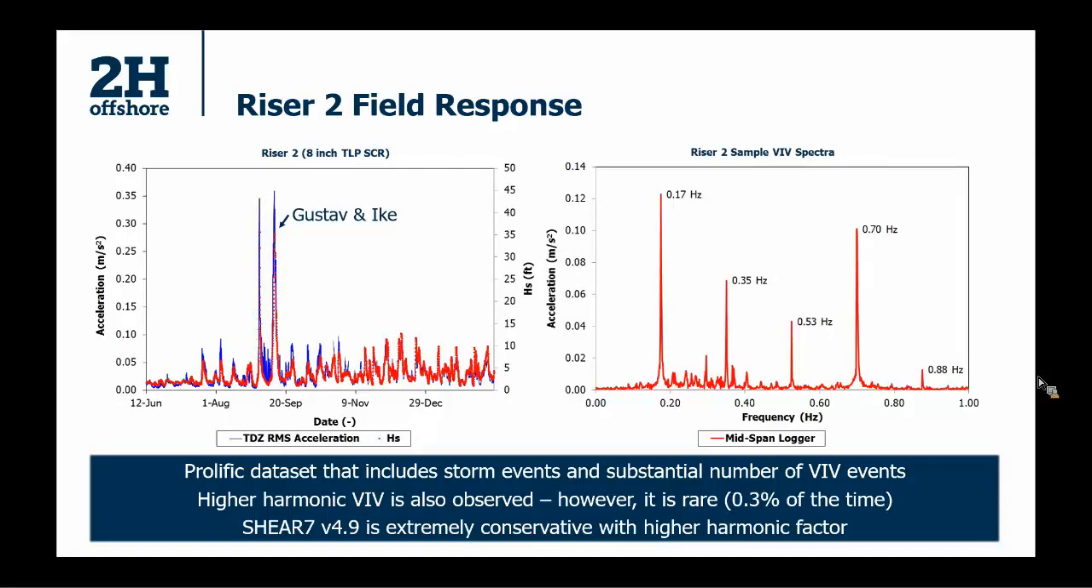So this higher harmonic VIV is not usually modeled. It is nowadays modeled in SHEAR7, but it's very conservative. And we did not see it happening all the time. It happens rarely. So it is something that we learned about, and we can calibrate our models to this.